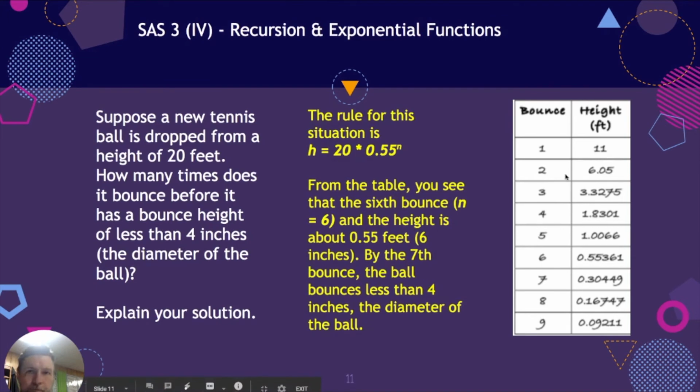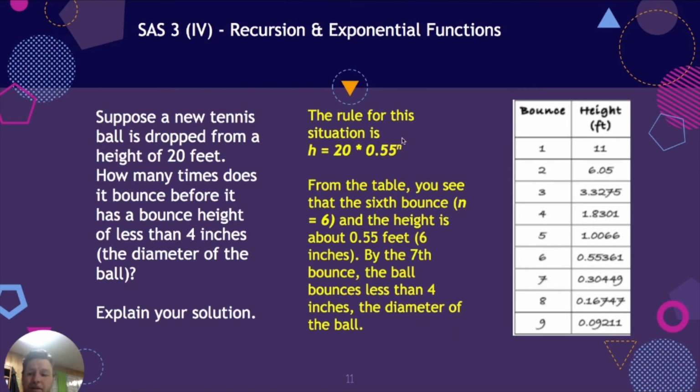So 11 feet is the first bounce, 6.05, 3.3, 1.8, 1.0. We don't get down to 4 inches until it's 0.25 or less. 0.25. Is that right? 0.25 feet. Yeah, because this is in feet. 0.25. No, that's 3 inches. 4 inches is 1/3, so it has to be less than 0.33. So the 7th bounce is less than 4 inches.